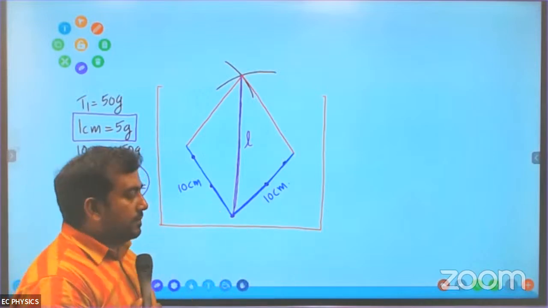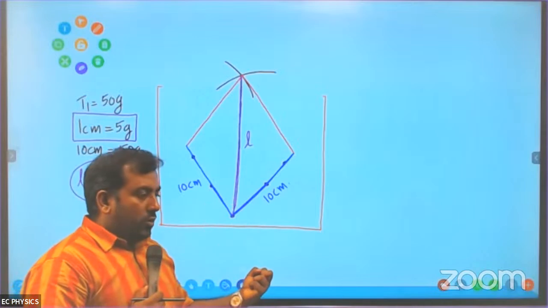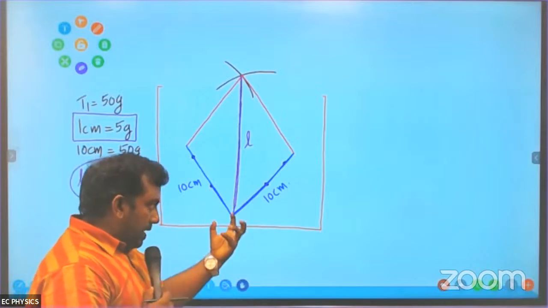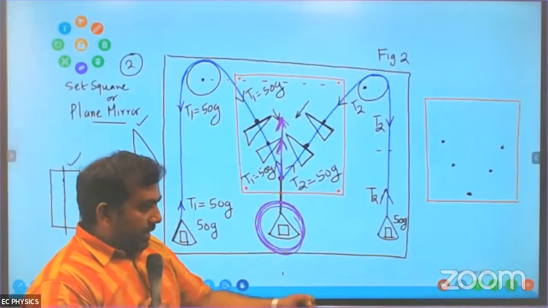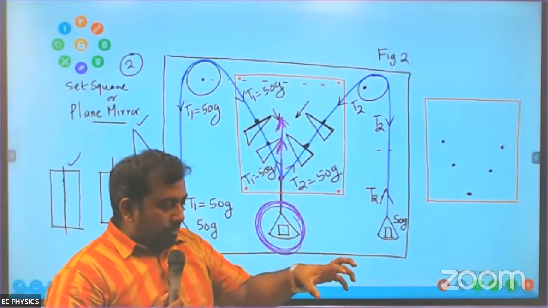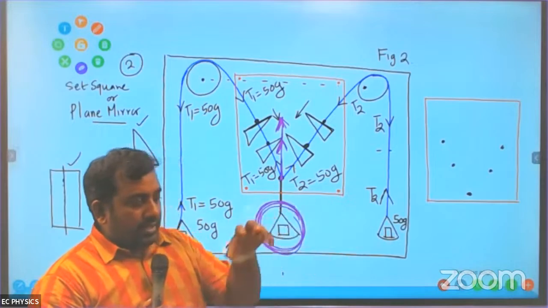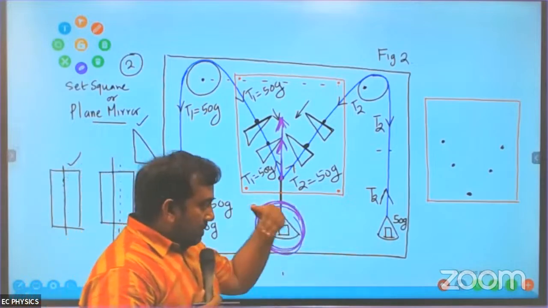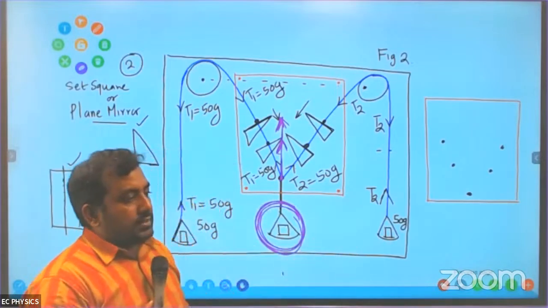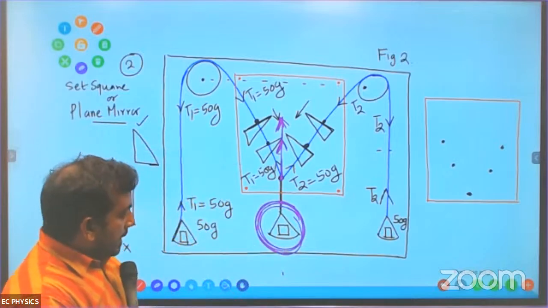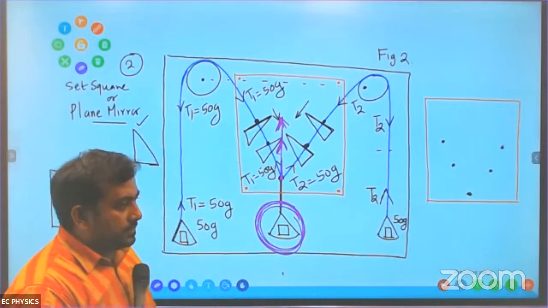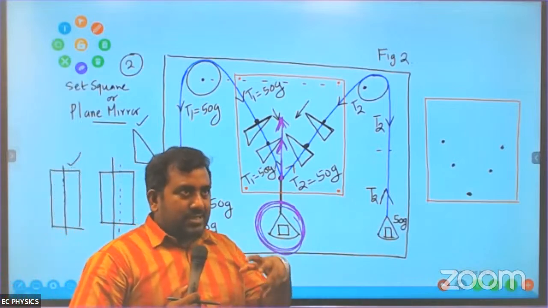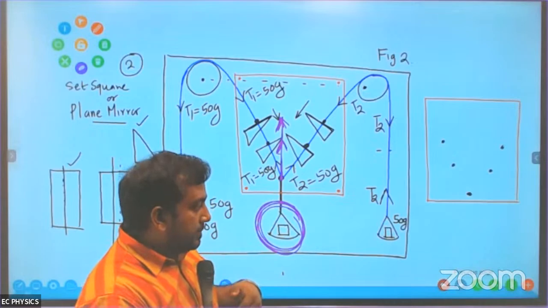Next point. We remove the unknown weight, and we measure its weight using a triple beam balance.